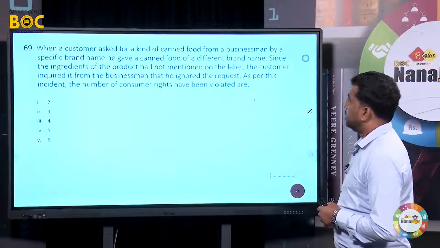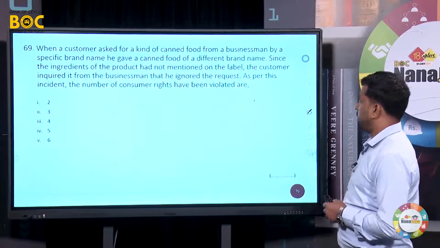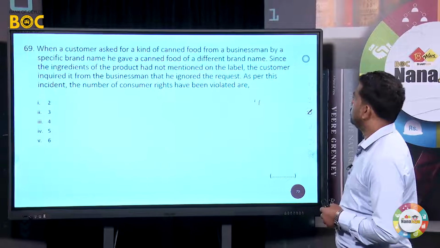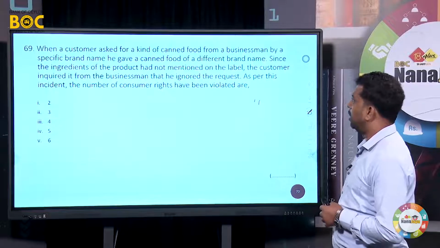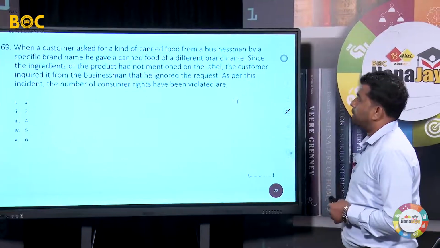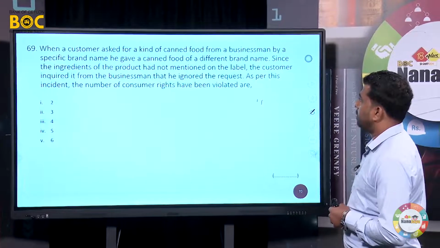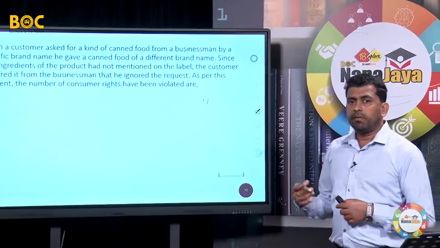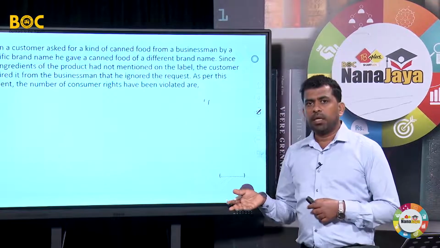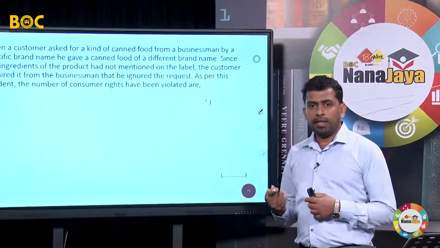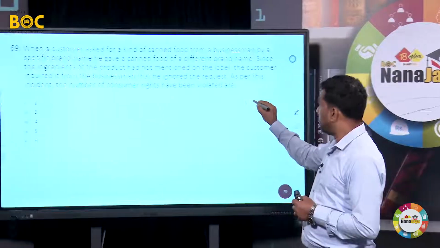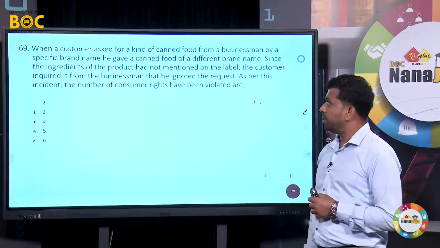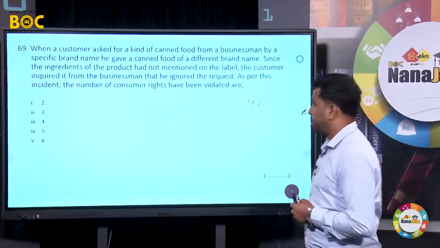And the ingredients have not been mentioned on the label, the second one: the right to be informed. The customer inquired about it from the businessman, but he ignored the request. That means the consumer has the right to know the ingredients included in the particular product in order to protect his health, the right to safety. That is the third one. That means there are 3 consumer rights that have been violated according to this critical incident. It is in the second option.